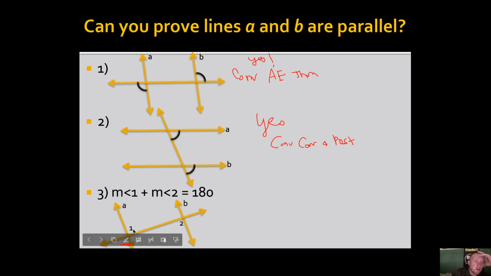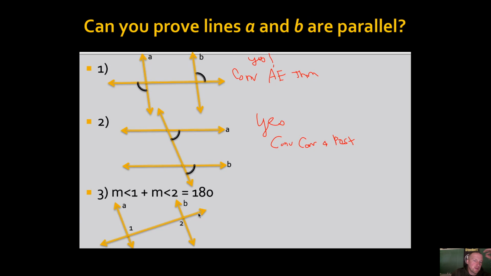Number 3, the measure of angle 1 and the measure of angle 2 add up to 180. They're telling you that these two angles are supplementary. Well, these are alternate interior angles. If they add up to 180, that doesn't make the lines parallel. You need these angles to be the same. So they could still be the same. They could both be 90. If that happens, then the lines are parallel.